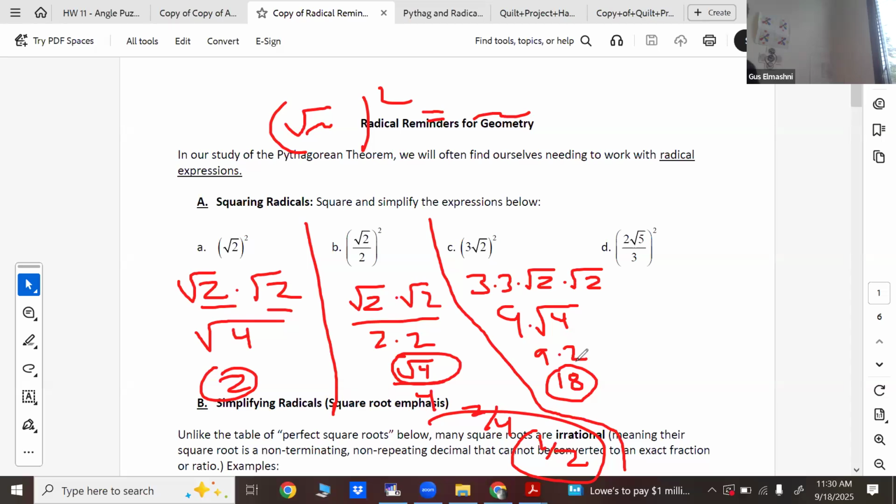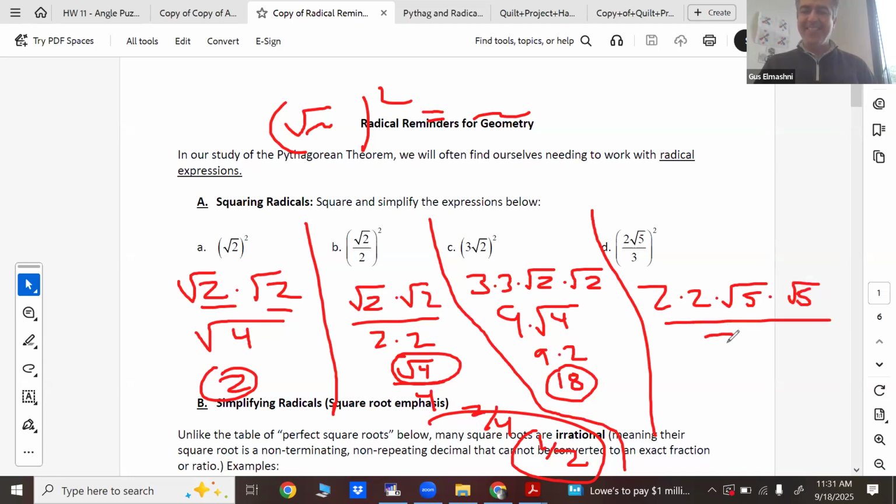So now, what do you guys think about D? Keep going. That was a little awkward. Okay, just kidding. There you go. You guys said it at the same time. It's kind of cool. All right.